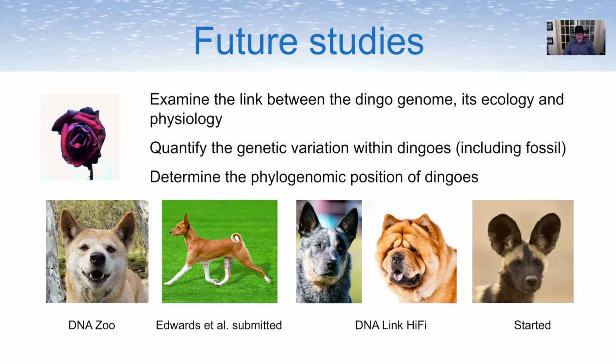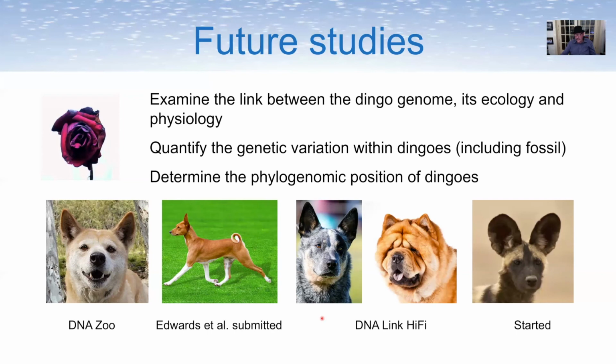We're interested in determining the phylogenomic position of dingoes, where we have completed the alpine dingo genome. This is the alpine dingo that we've sequenced. The sequence is available on DNA Zoo. This is Coinda. We've sequenced in collaboration with Wes Warren, Basenji. We've just finished sequencing 2 domestic dogs. One is the cattle dog, which is thought to be derived from the dingo. And we've also sequenced a chow chow.